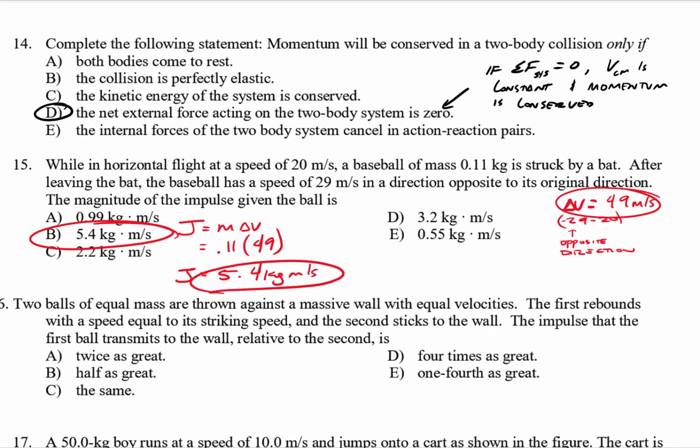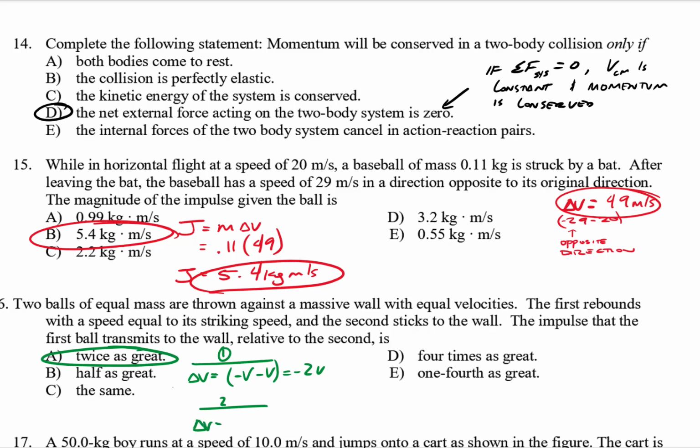With number 6, I have 2 balls that are thrown up against a wall with equal velocities. The first one rebounds with a speed equal to its striking speed, and the second one sticks to the wall. And I want to know the impulse that the first one transmits to the wall. So impulse is change in momentum. Change in momentum is mass times change in velocity. The first ball has a greater change in velocity. So for the first ball, the change in velocity is its rebound velocity, negative v, minus the initial velocity, v. Just like we did before, because they're moving in opposite directions, I have to throw a negative sign in there. So that makes its change in velocity negative 2v. So its change in momentum is going to be 2mv.